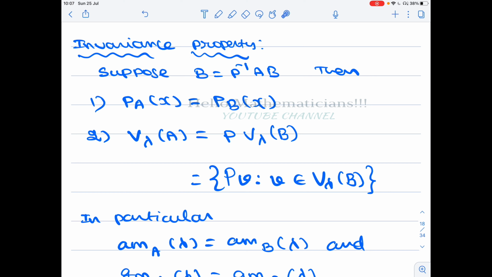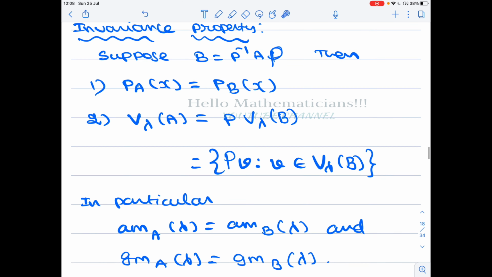It is called the invariance property. Suppose the matrix B is similar to a matrix A. Okay, there is a typo, sorry, this is P. Then what can you say about the eigenvalues and eigenspaces of A and B? If two matrices are similar, then they have the same characteristic polynomial. Similar means they are conjugate, like there is an invertible matrix P such that B equals P inverse AP.